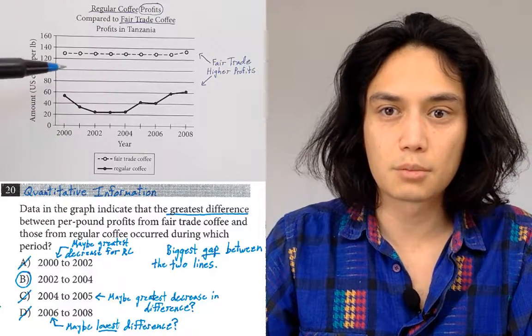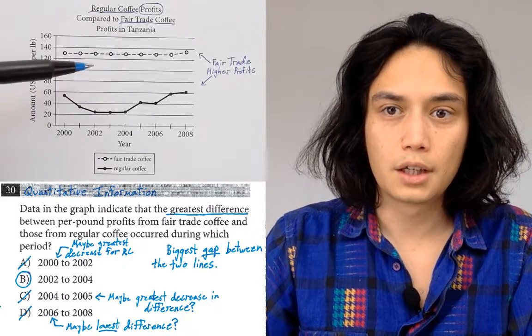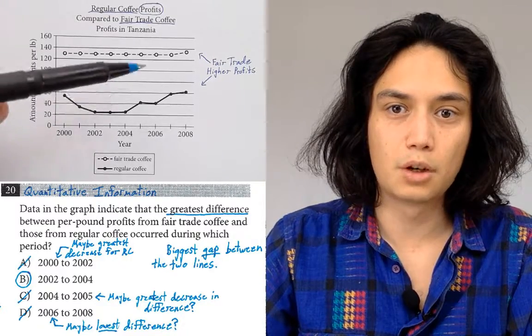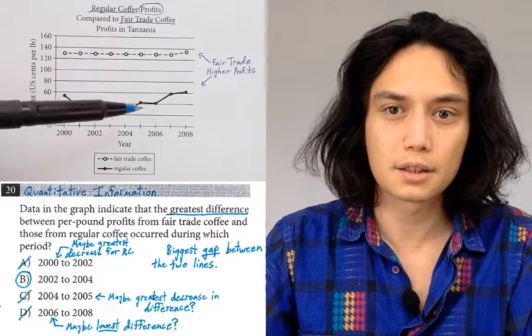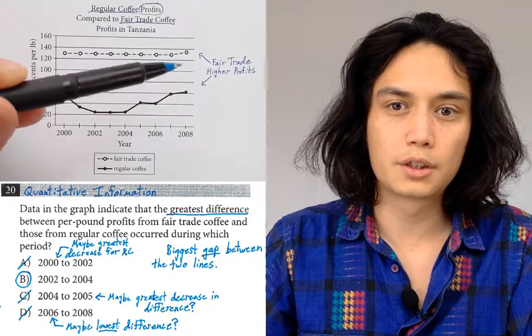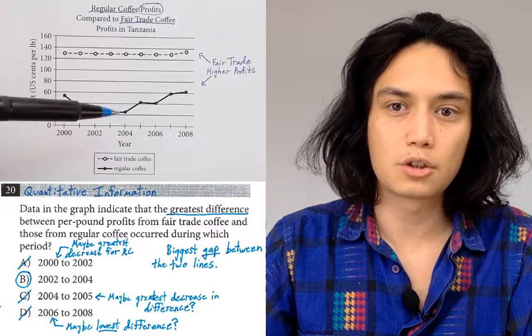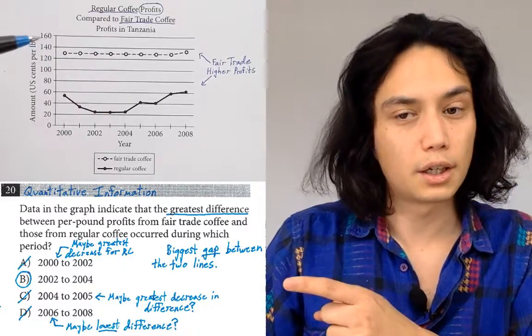It starts off kind of small, then it gets bigger, and then it gets bigger, and then it stays the same, and then it stays the same, and then it gets smaller, and then it gets a little bit bigger, but not as big as this. And then it gets smaller and smaller. So it's biggest between here and here. That's between 2002 and 2004, and that's our right answer, B.